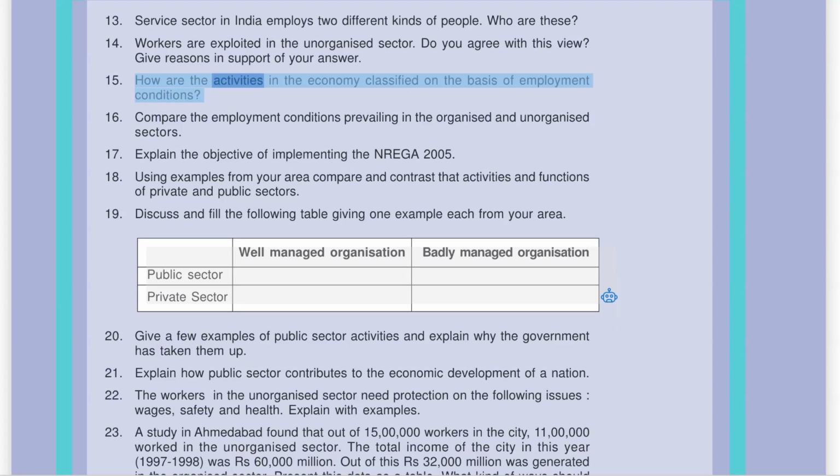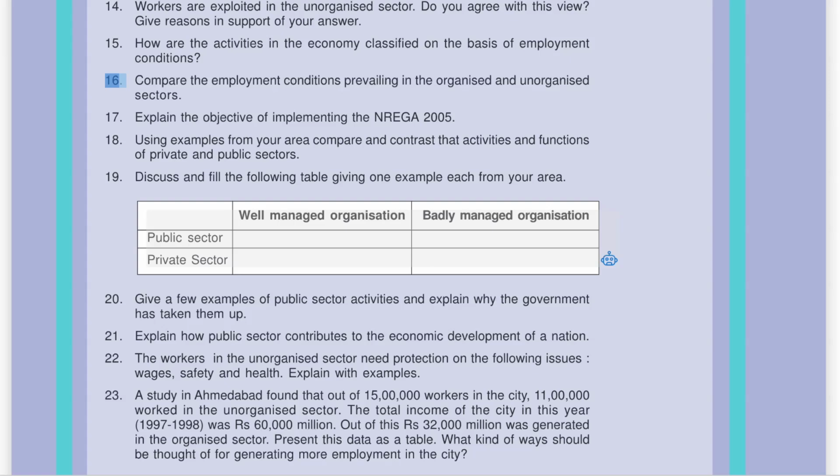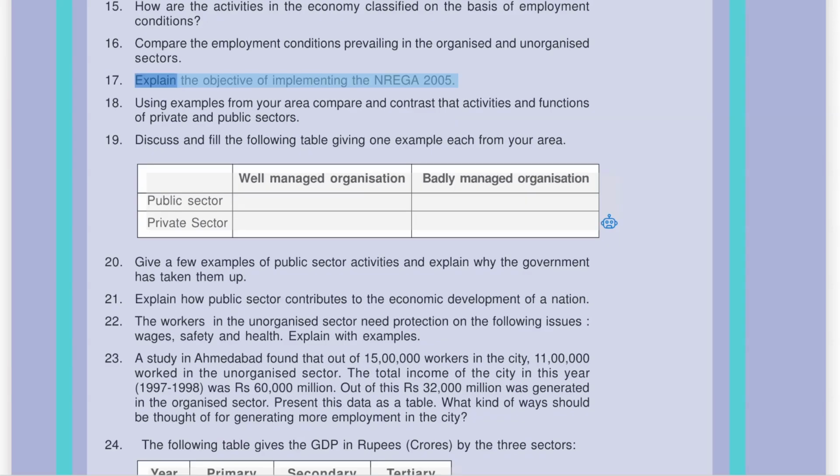15. How are the activities in the economy classified on the basis of employment conditions? 16. Compare the employment conditions prevailing in the organized and unorganized sectors. 17. Explain the objective of implementing the NREGA 2005.